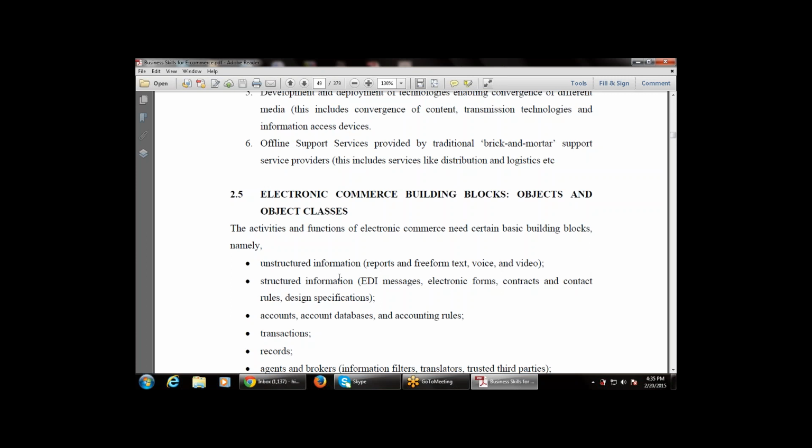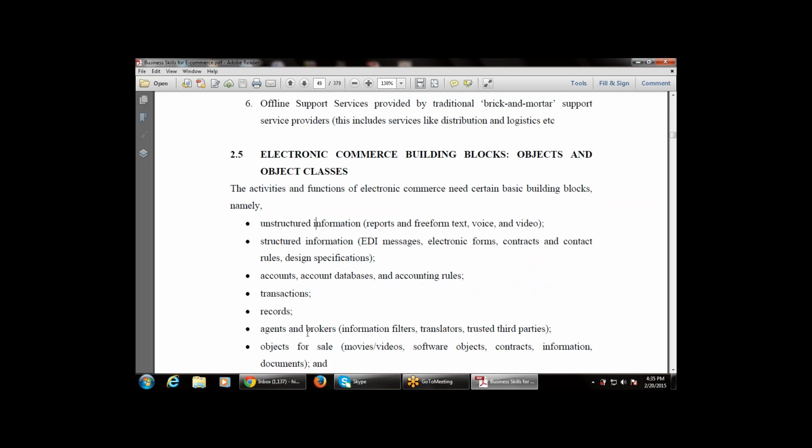Next is records. There must be a record of each and every entry that is made in e-commerce. Then agents and brokers. There must be proper agents and brokers available with e-commerce, that is information filters, translators, trusted third parties. Then objects for sale. This is also a building block, the requirement of objects for sale, that is movies, videos, software objects, contacts, information in a document, etc.